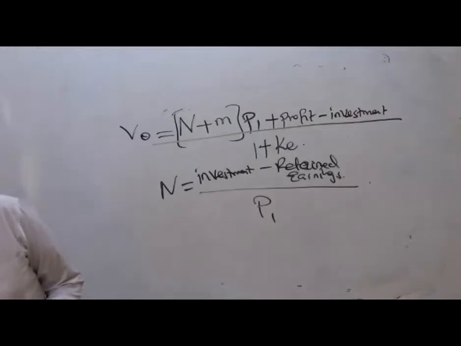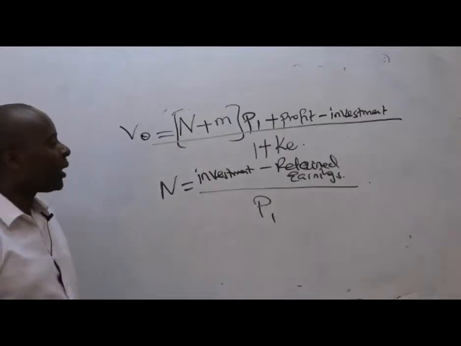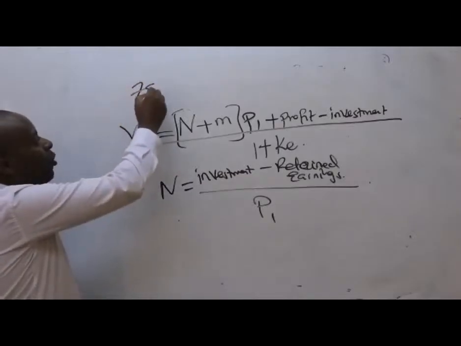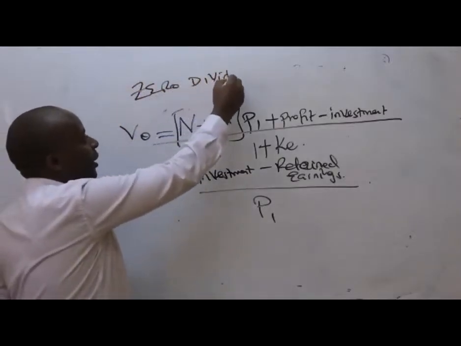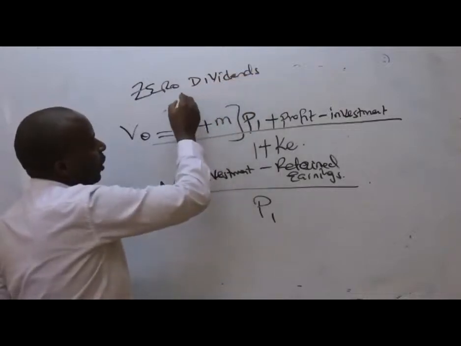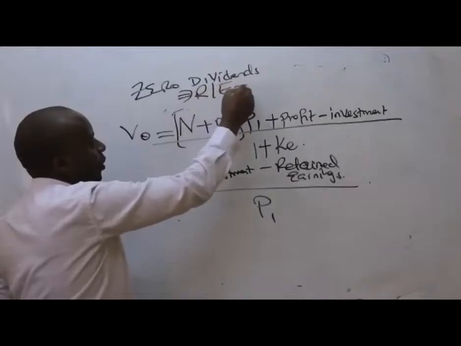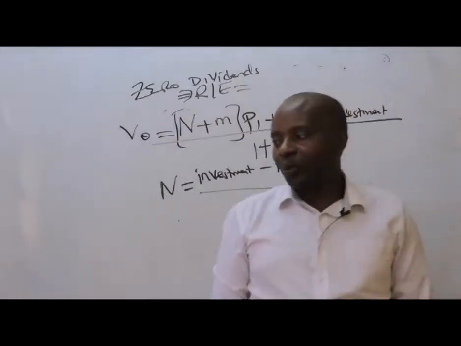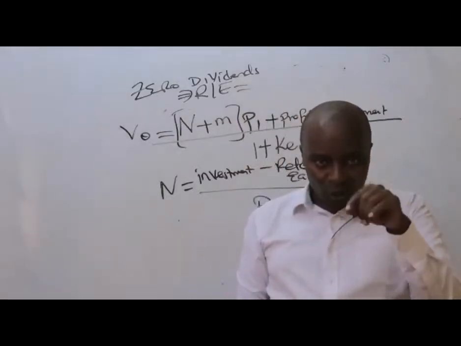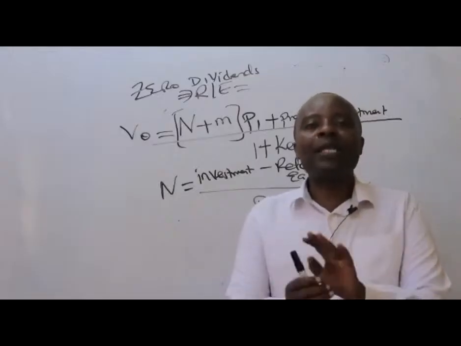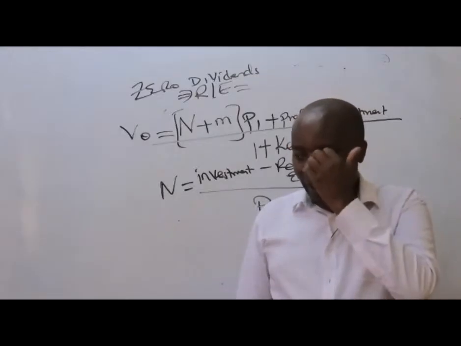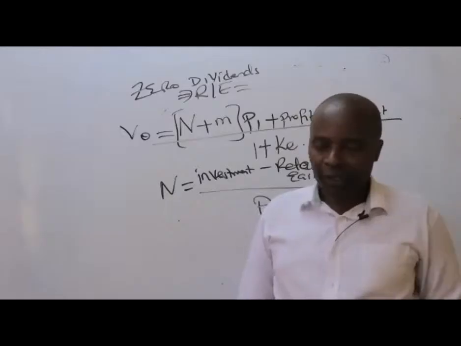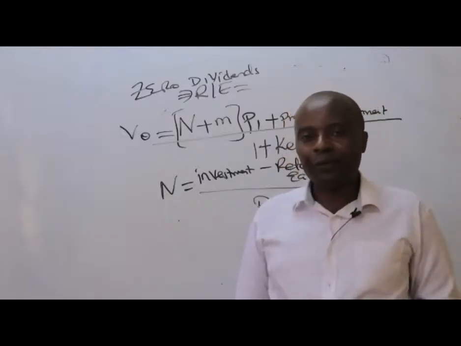Very interesting. So ladies and gentlemen, in this question of ours, if we don't pay dividends, when we talk of zero dividends, if we don't pay dividends at all, then what will be the retained earnings? Can somebody talk to me this afternoon? When we don't pay dividends at all, how much retained earnings are we going to have?